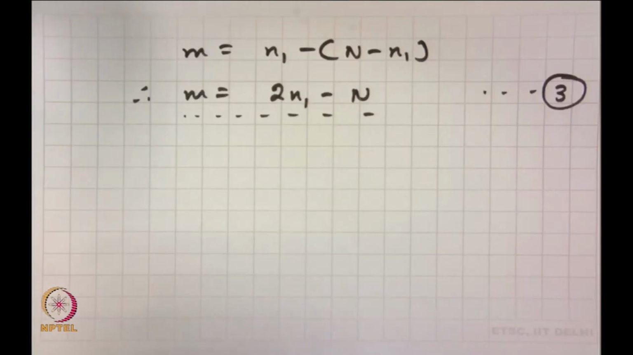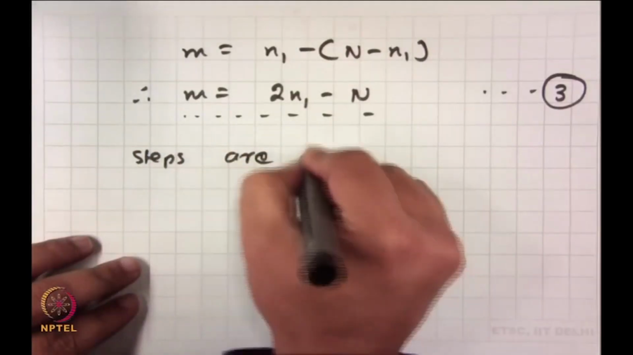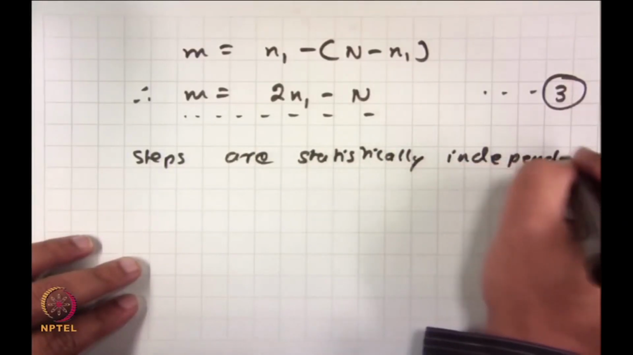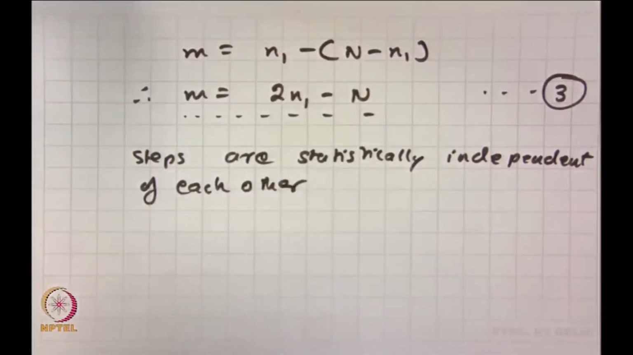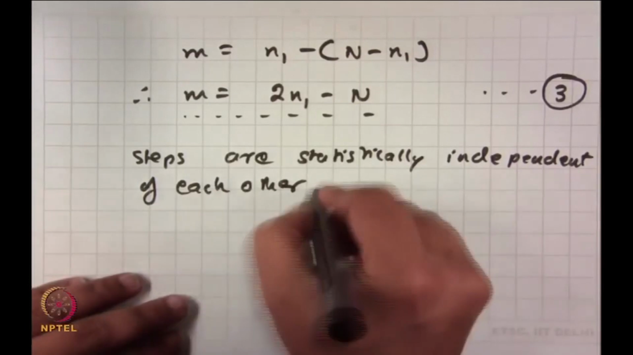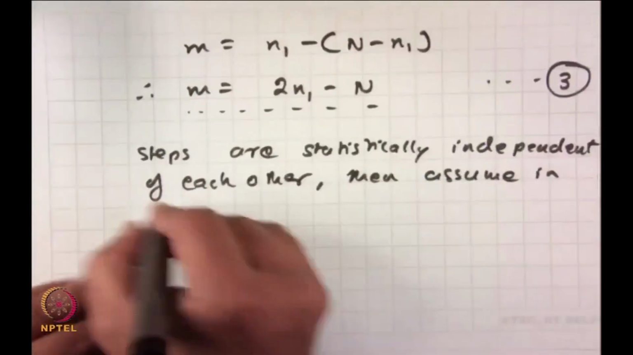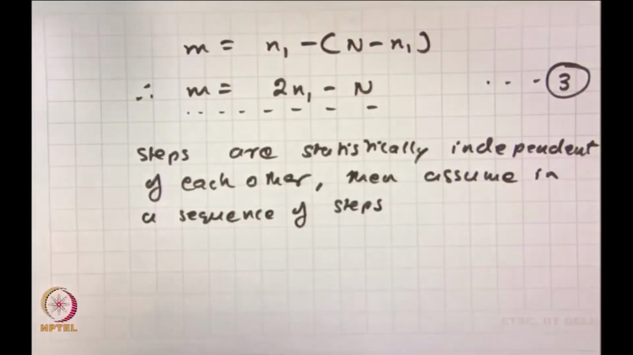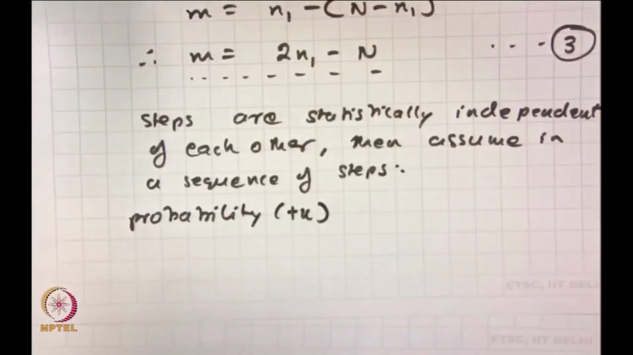Okay. Now, if my steps are statistically independent of each other, what I can assume then, in a sequence of steps, is the probability of moving in the positive x direction. I am just abbreviating it, I am just not writing the full thing.